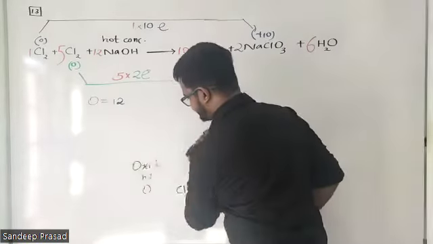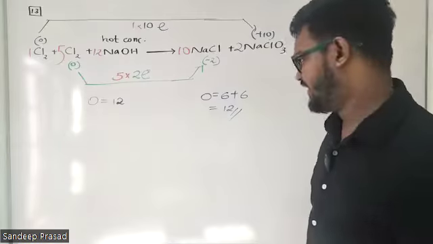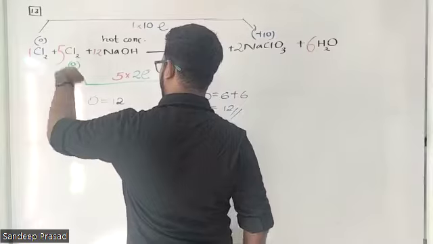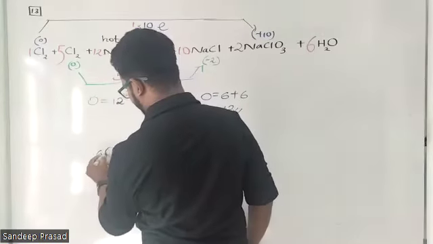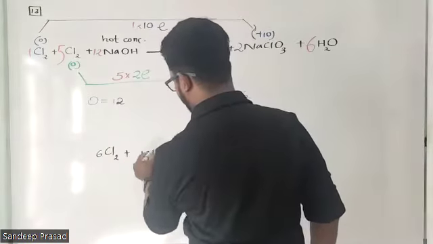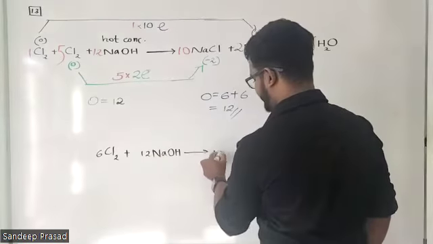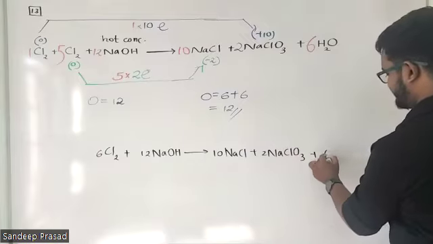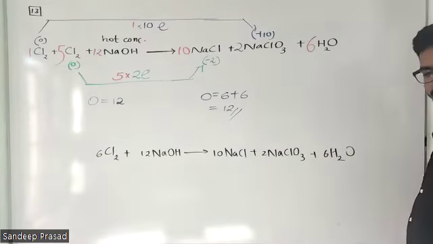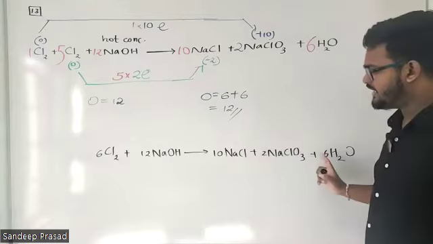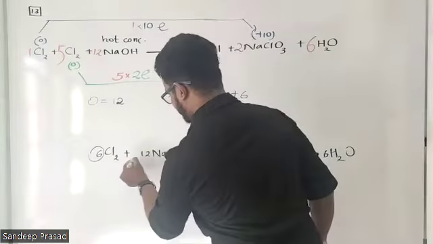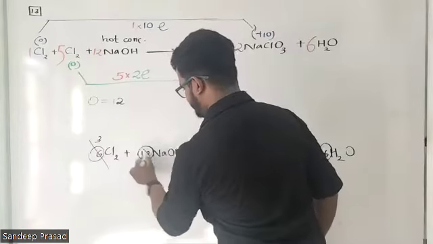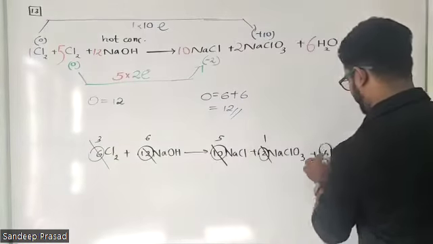But here you have to remember something like this, students. Look at this one. These coefficients are simplifying, and we don't have to keep this chlorine in this way. One chlorine molecule, 5 more chlorine molecule. All together, there are 6 chlorine molecules. Right? And here we have 12 sodium hydroxide, 10 sodium chloride, 2 sodium chloride, and then 6 H2O. Right? So can you see that all the coefficients are even numbers? 6, 12, 10, 2, 6. You can divide them by 2. 6 here, 5, 1, 3.